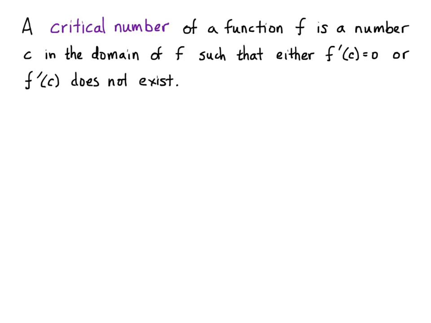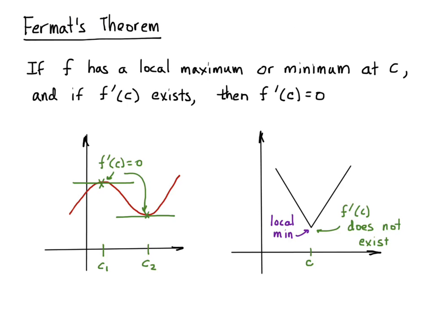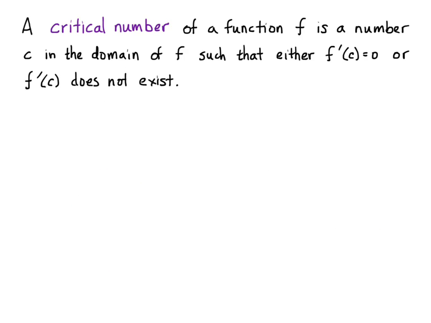So we've defined a critical number as the point where the derivative is 0, or if it doesn't exist, it's the point where it doesn't exist. So if I go back to here, C1 is a critical value, C2 is a critical value, and here this C is also a critical value because our derivative does not exist.